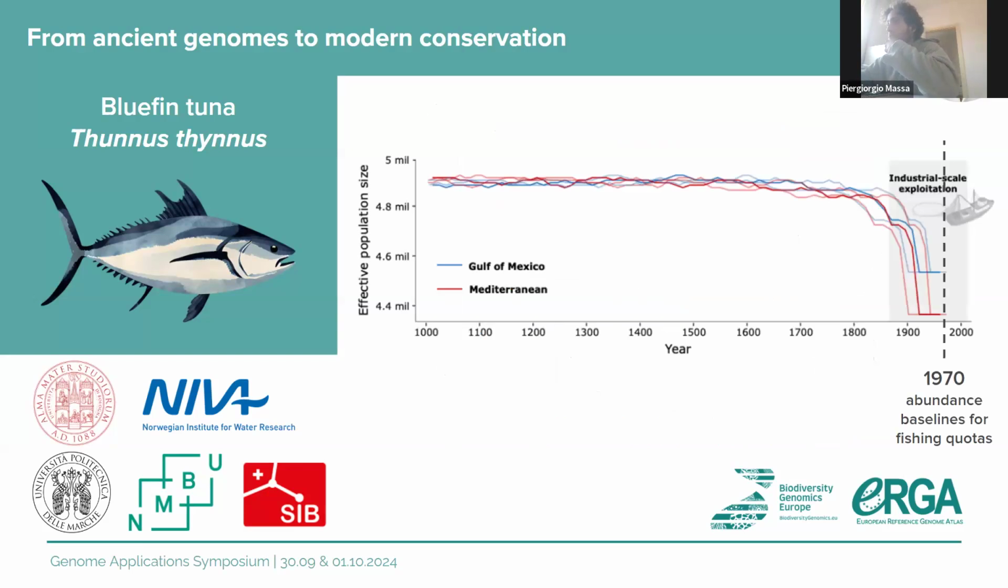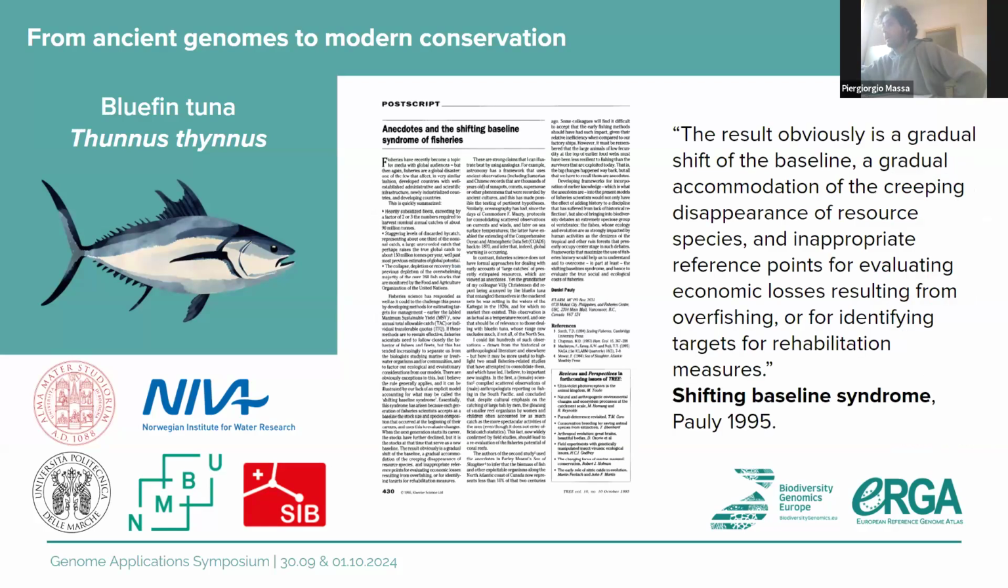And what is important to notice is that the quotas, the 1970 abundance baseline that have been used by ICCAT to set the fishing quotas for such species have been set according to an already altered state of such species. And this is a phenomenon that has been already described by Pauly in 1995 as the shifting baseline concept, whose result is the gradual accommodation of the disappearance of resource species, as he already stated.